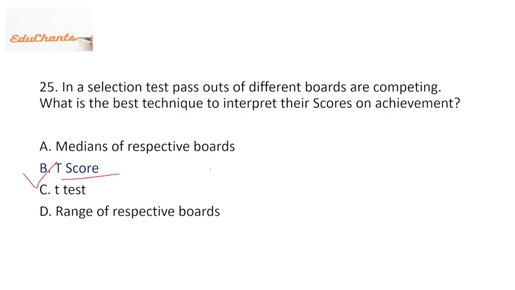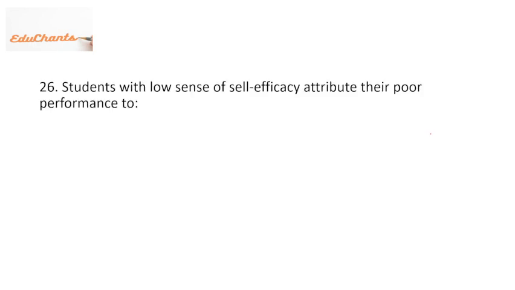T-score means the deviation of the scores from the mean. T-score is equal to what? 10z plus 50. It is the formula, right? 10z plus 50. Next.